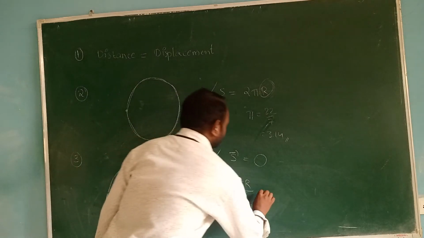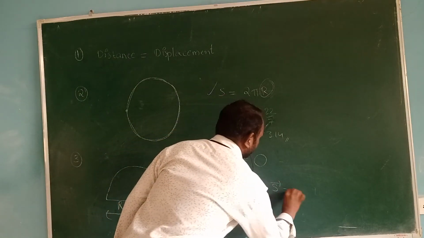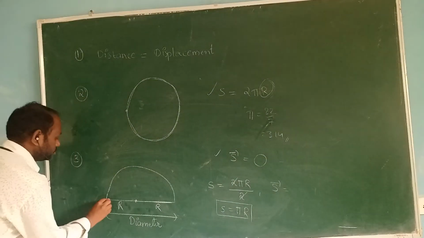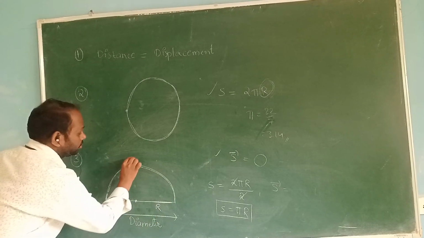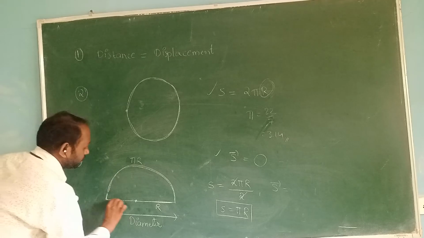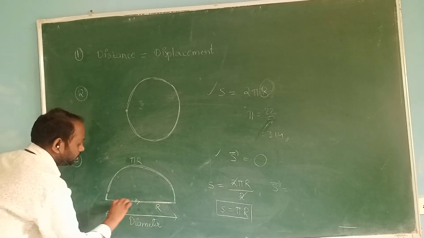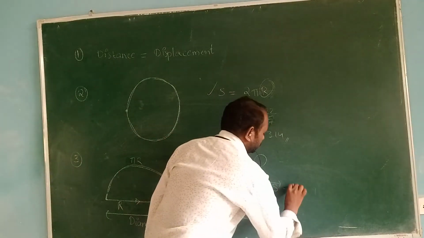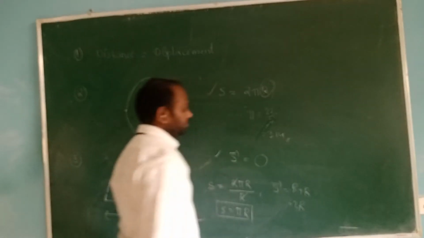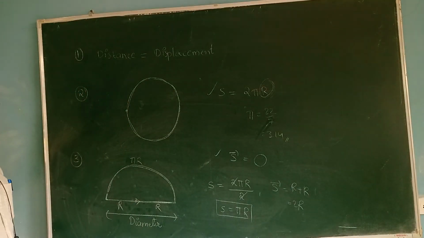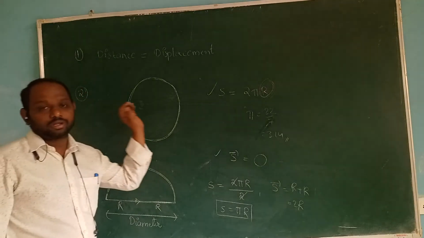And what about displacement? The total path is pi r, but from here to here you can take the shortcut, r plus r, which is 2r. These 3 points are very important. All of you keep them in your mind.